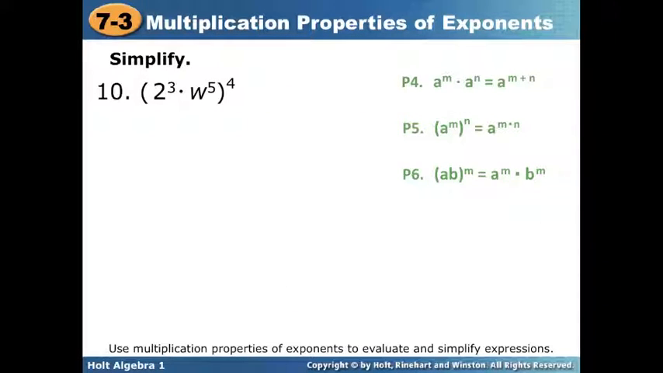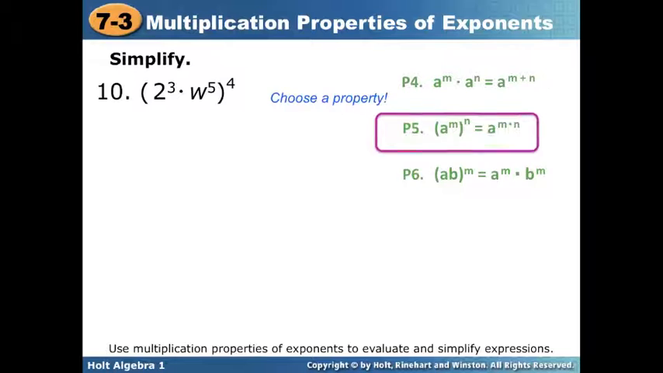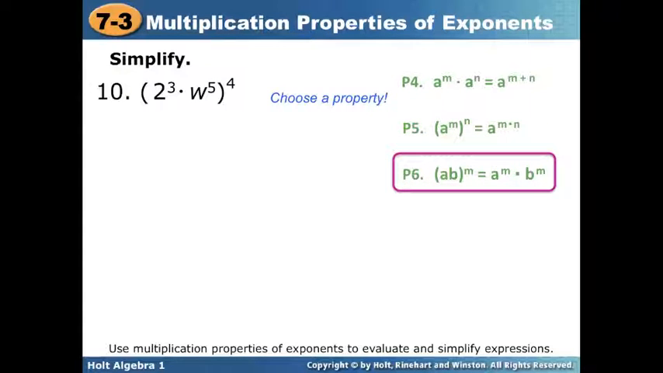Example number 10. We have 2 to the 3rd times w to the 5th, all raised to the 4th power. We'll first start with property number 6. Apply the exponent to each factor in the parentheses. So the 2 to the 3rd gets the 4th power, the w to the 5th gets the 4th power.